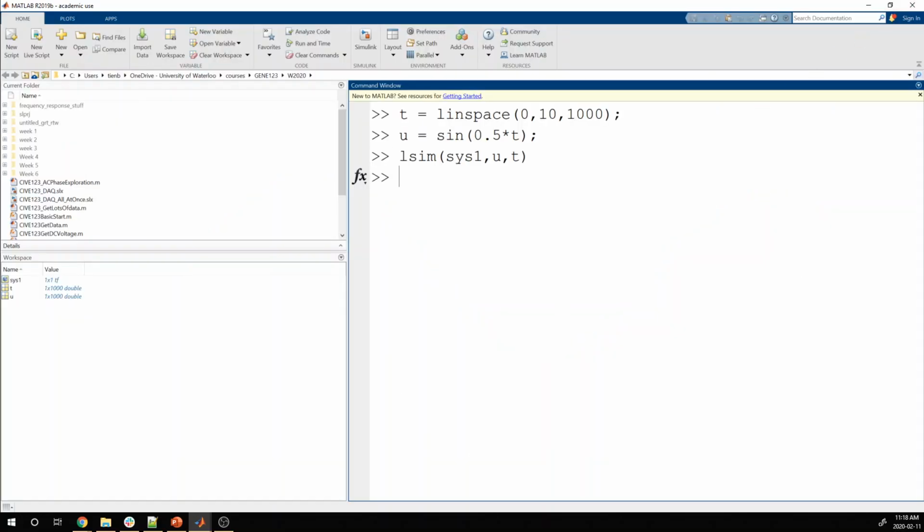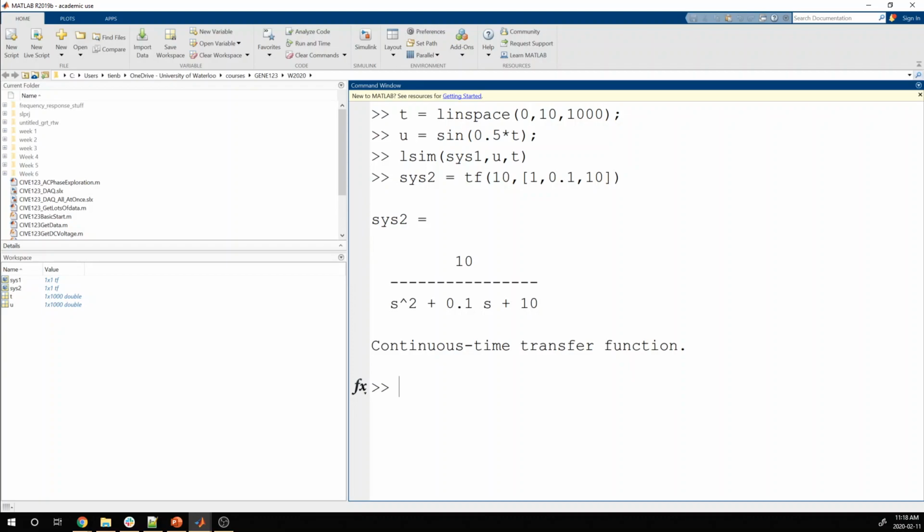Now, the Bode diagram actually tells us quite a bit more than that. What we're going to do now is go back to that original transfer function I talked about in the presentation, and let's take a look at what its Bode diagram will do. So the first thing I'm going to do is make system number 2 equal to the transfer function. It was 10, 1, 0.1, and 10. So that was my transfer function there from the original presentation.